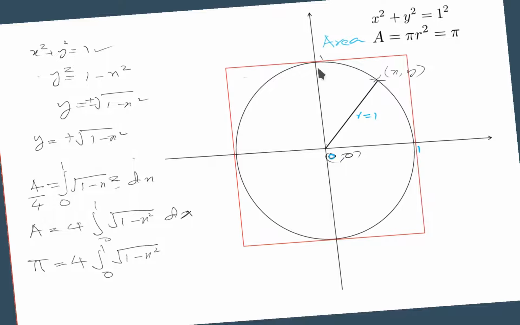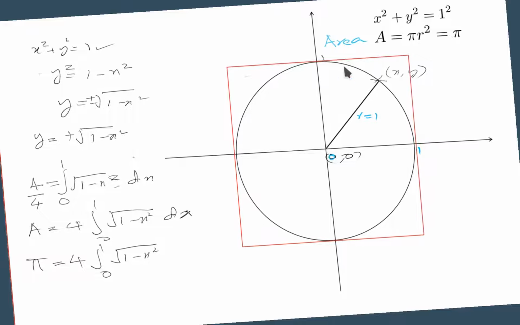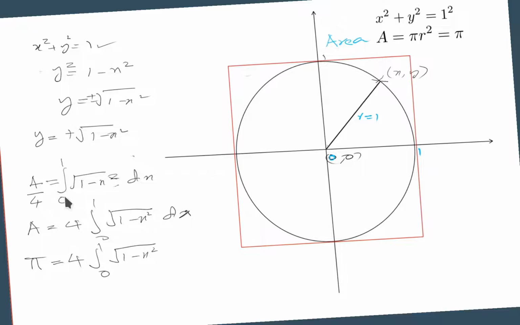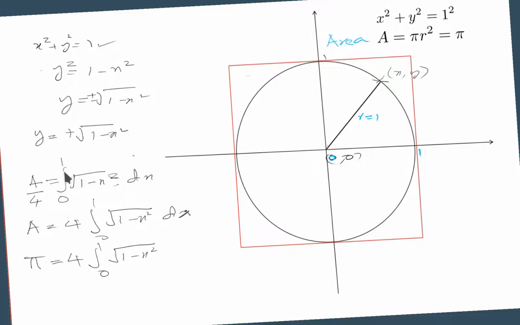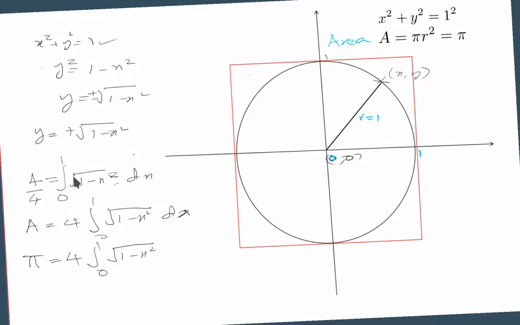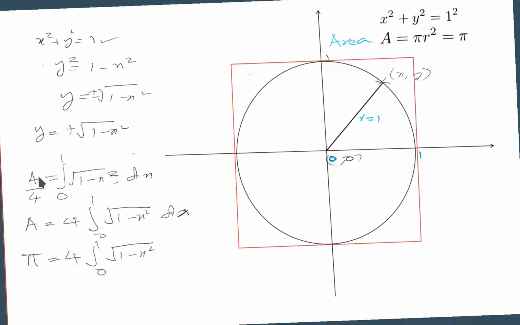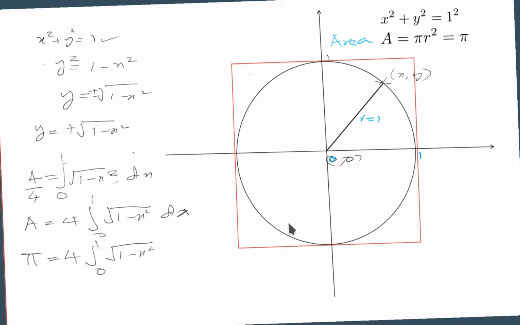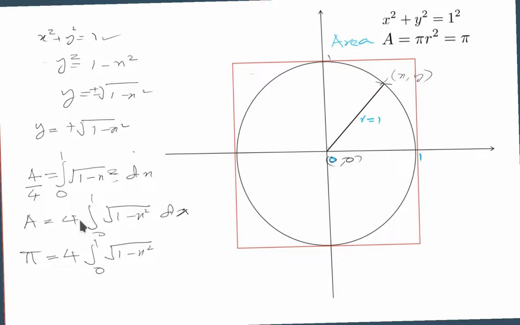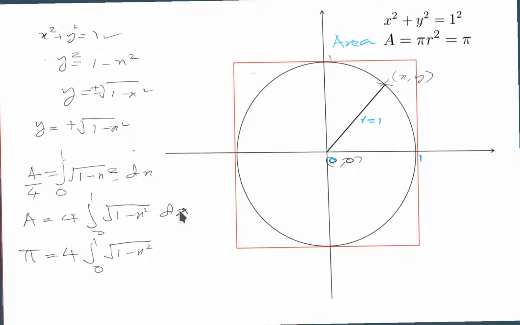If you integrate this curve from 0 to 1, we will get the area under the curve. So we integrate from 0 to 1, y is equal to root of 1 minus x square dx. That is 1/4 of the area of the circle, right? The first quadrant. So that is A by 4. So A is equal to 4 into the integral of root of 1 minus x square dx.